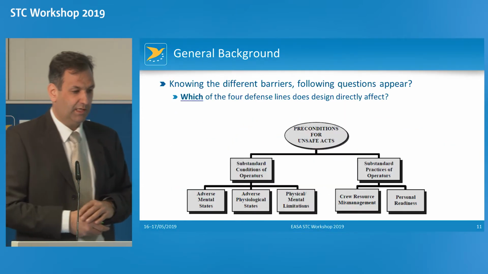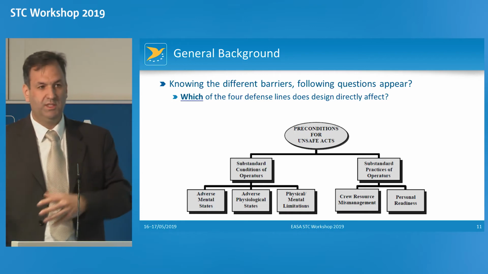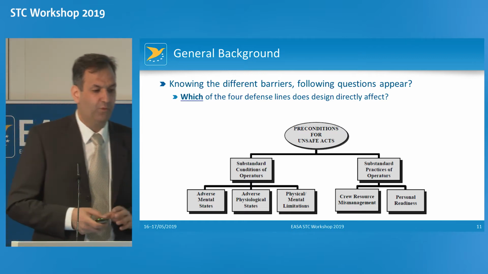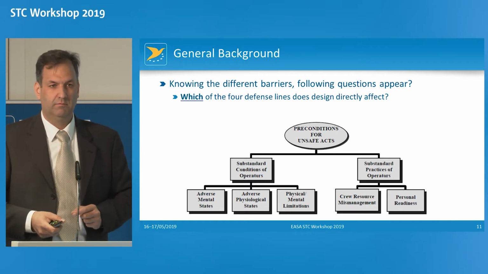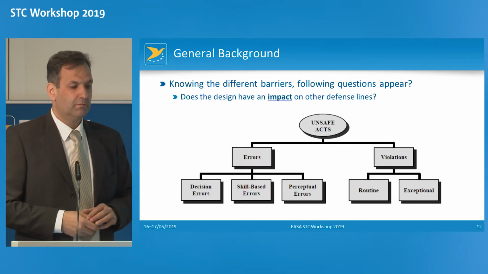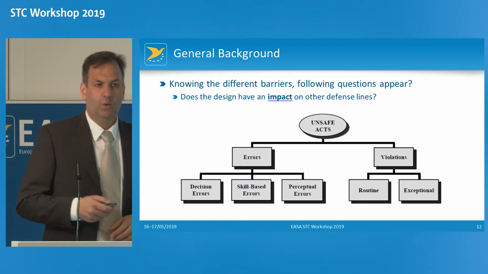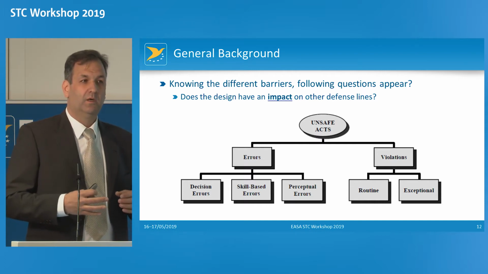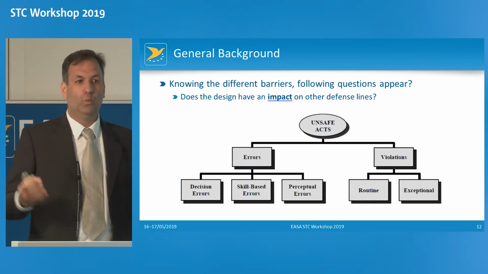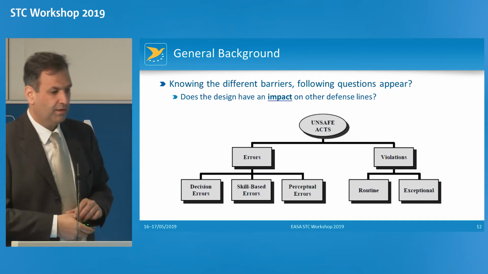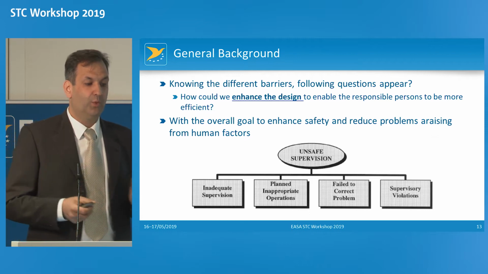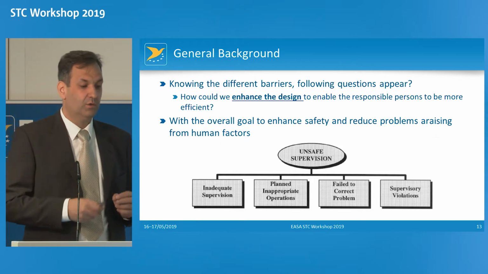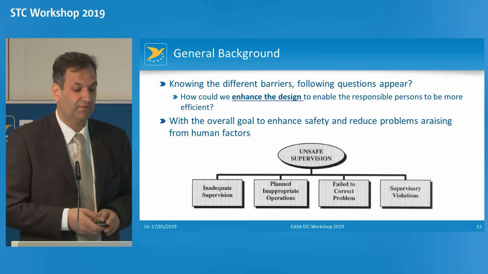I will come to this a little bit later, but with all this Swiss cheese model and all this thinking, some questions appear. Which of the 4 defense lines does design directly affect? Does the design have an impact on other defense lines? I will come to violations a little bit later, because we trust that the pilot will always do what is written in the book. How could we enhance the design to enable the responsible person to be more efficient, but with the overall goal to enhance safety and reduce problems arising from human factors?